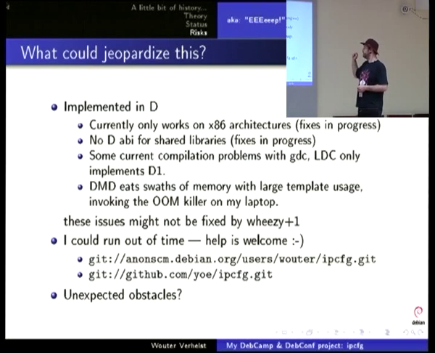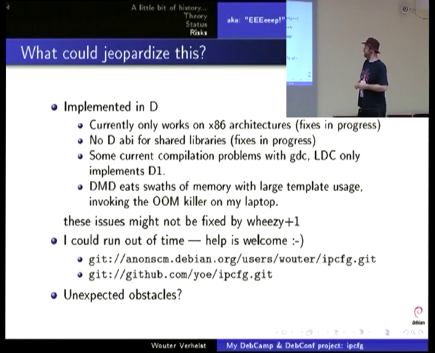For instance, currently D compilers don't exist for non-x86 architectures. This is being worked on. Well, sorry, compilers exist, but the standard library doesn't exist. The reason for that is that D has recently seen some architectural changes, and the old D1 library is available for all Debian architectures, except the Hurd, I believe. Whereas the new D2 language is currently only available for x86 architectures. Like I said, it's being worked on. I expect this to be ready by Wheezy Plus One, so that shouldn't be an issue, but I'm not working on it, so it might still be a problem.